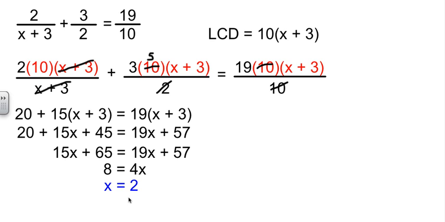Now when we look for extraneous solutions, we're looking to see if any of our original denominators would be equal to 0. So I'm going to put the 2 back in up here. 2 plus 3 is 5, not 0. 2's definitely not 0. 10's definitely not 0. So this one, the answer is okay. We get to keep it.